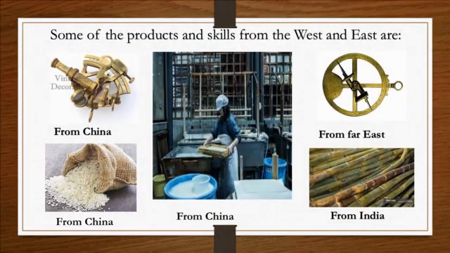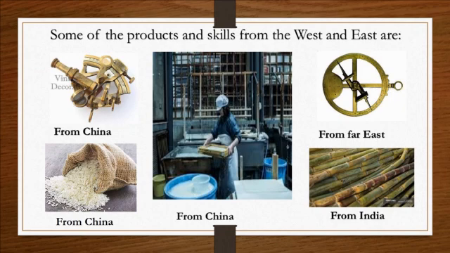Some of the products which were brought from the East and the West because of the Indian Ocean and the Mediterranean Sea are navigation tools or navigation instruments. You can see the first picture. There are some navigation instruments which came from China. Below it, we can see rice. This rice also came from China.